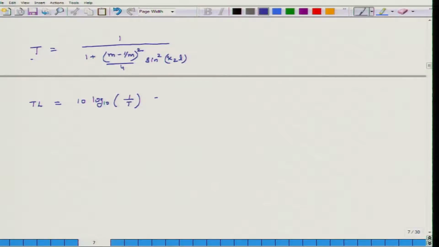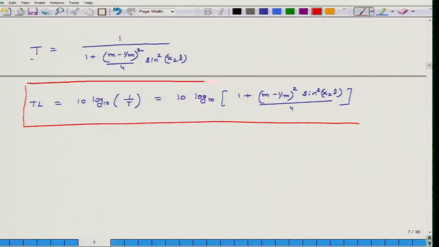So, TL is equal to 10 log 10 of 1 plus (m minus 1 by m) whole square sine square k2l by 4. So, this is our final expression. This is transmission loss, and we would want the transmission loss for a muffler to be as high as possible.